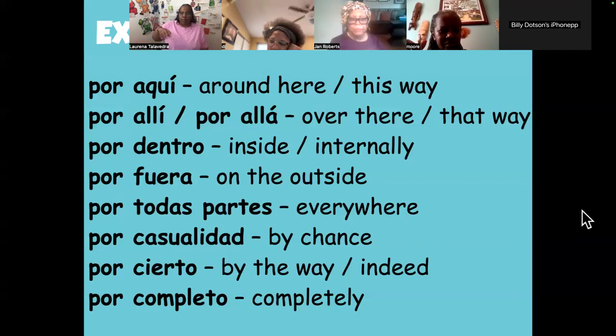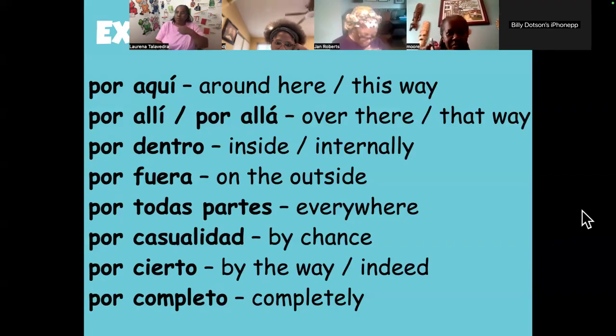Por todos is going to be like, dales un papel por todos. Okay, so give it to everyone. Reparte los papeles por todos. Okay, pass it out to everyone.